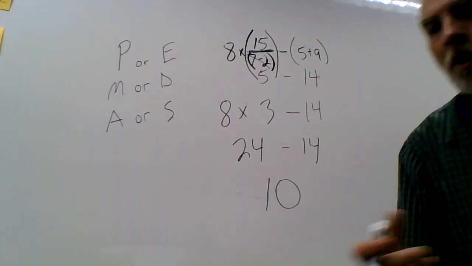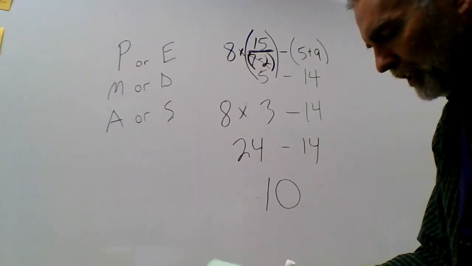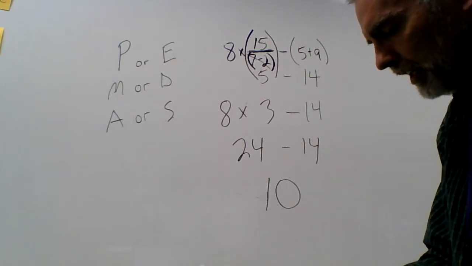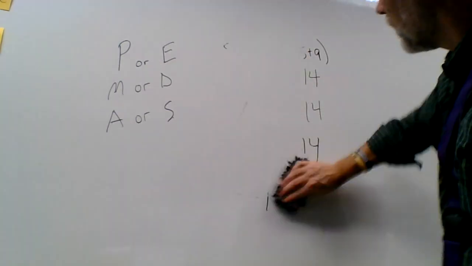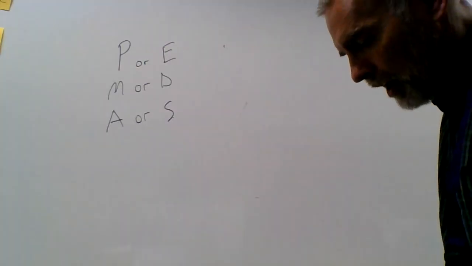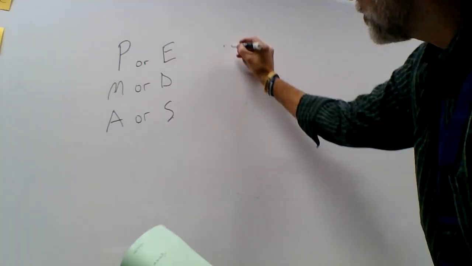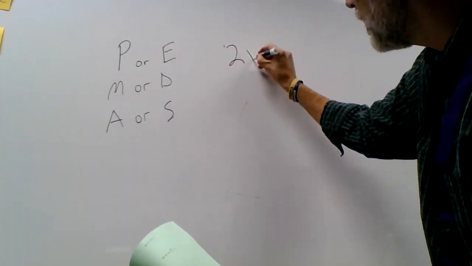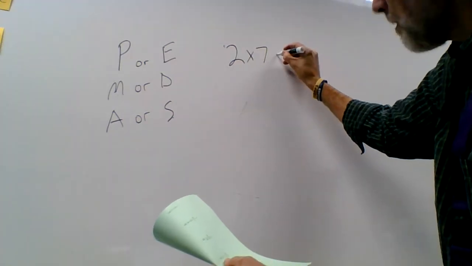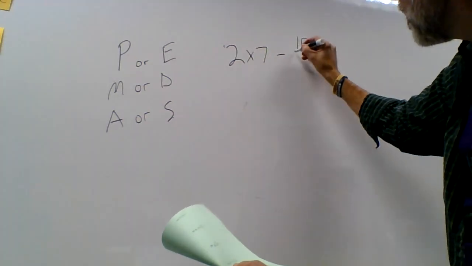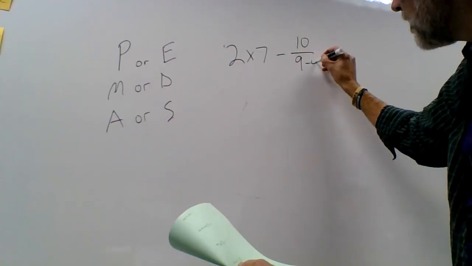Now, I'm going to show you one more problem, which I wasn't going to do, but this was something that did show up. So I want to do a similar problem. This was on one of your assignments this week. So let me write that problem too while we're at it. It was 2 times 7 minus, and then we had 10 over 9 minus 4.